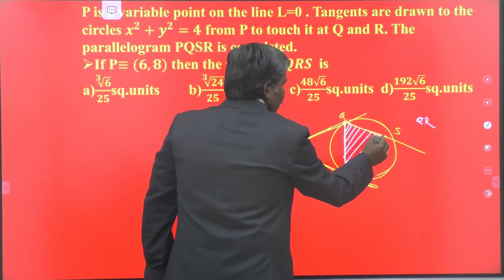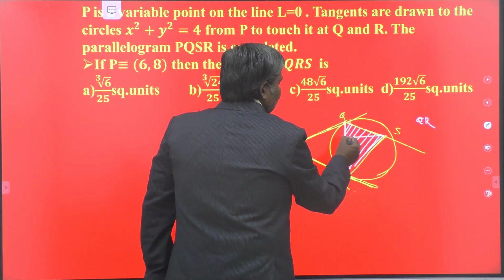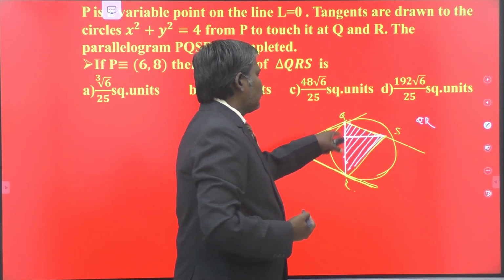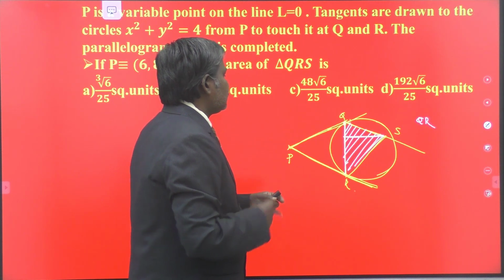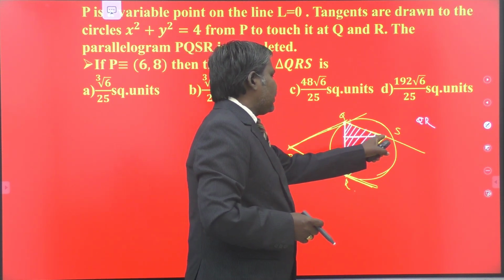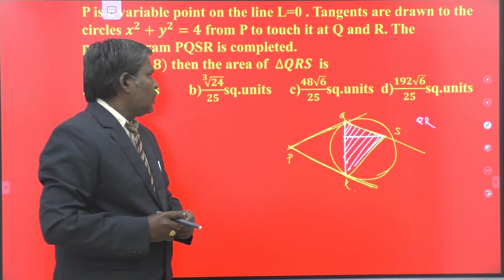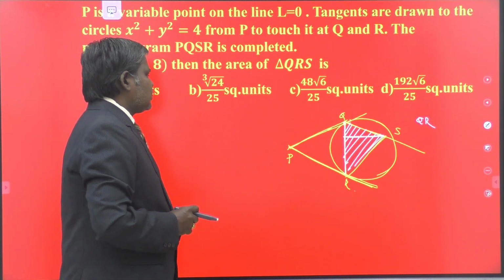Next, you can find the distance from here to here. The distance from here to here gives what? Height. Once you get the height and base, you can write the area of the triangle. Your intention is to find the coordinates of S first of all. How to get the coordinates of S?